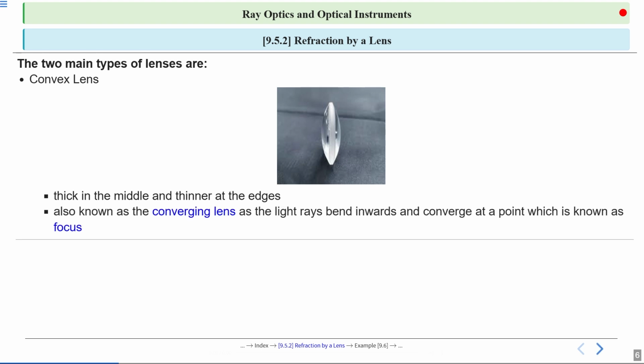Also known as a converging lens. Why is it called a converging lens? As the light rays bend inwards and converge at a point which is known as the focus. Light rays that are incident on this convex lens, after refracting through it, will converge and meet at one point, and that point is known as the focus. So they actually meet at one point. Their focus is real, not imaginary. So it is called a converging lens.